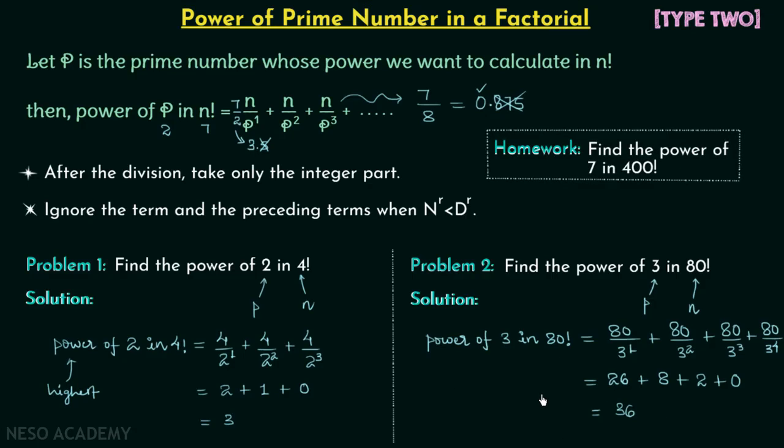So this is all for problem number 2, and now we will move on to our homework problem. In the homework problem, you are required to find the highest power of prime number 7 in 400 factorial. So try to solve this problem, and once you have your answer, post it in the comment section.